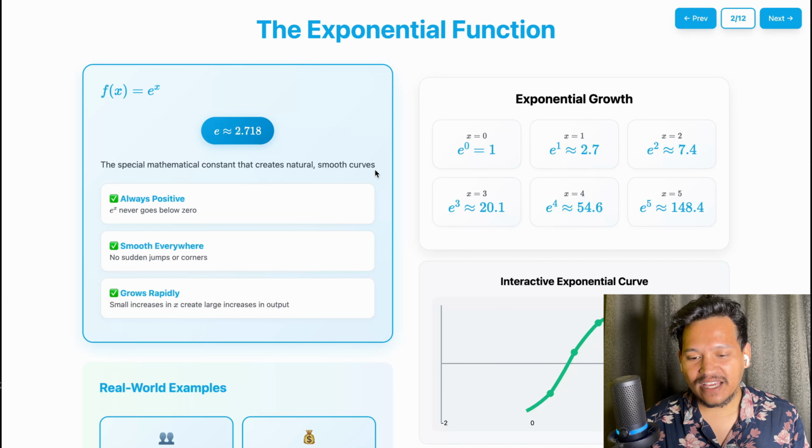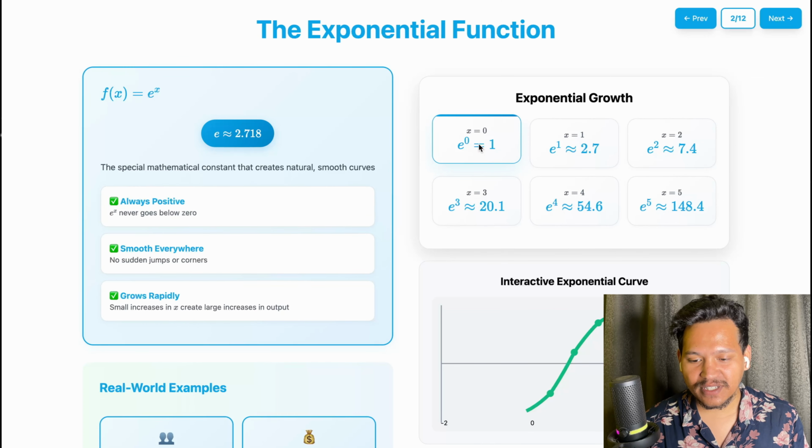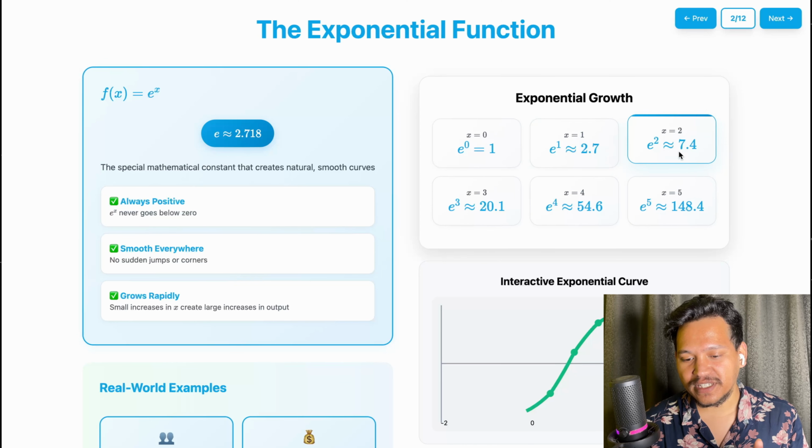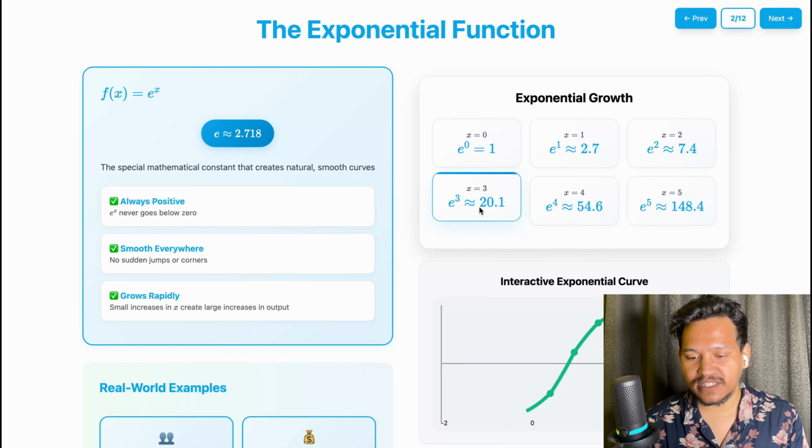Look at this, f of x equals e to the power x. When x is equal to 0, e to the power 0 equals 1. When x is equal to 1, e to the power 1 equals 2.7. When x is equal to 2, e to the power 2 will give you almost 7.4. And when x is equal to 3, e to the power 3 will give you almost 20.1.